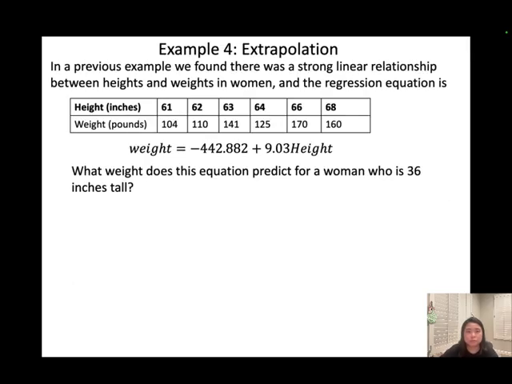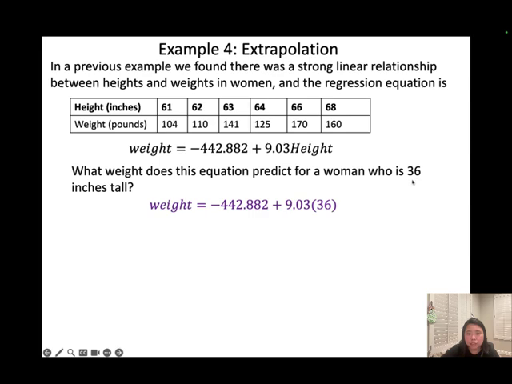Let's look at this example. In a previous example, we found there was a strong linear relationship between the height and the weight in women, and the regression equation is weight equal to negative 442.882 plus 9.03 height. What weight does this equation predict for a woman who is 36 inches tall? So now you can see x is equal to 36 and I want to find the predicted value of y. Let's try to use this regression equation.